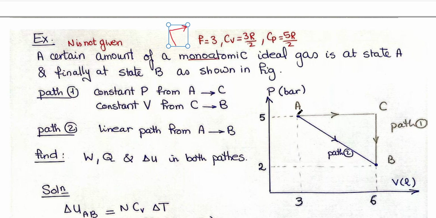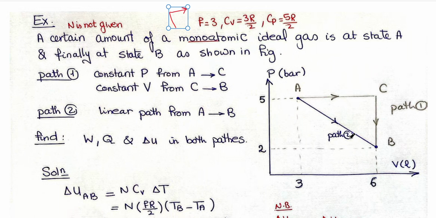It is at state A and finally at state B. So this gas will go from state A to state B, and it's given in this figure. At state A, it's given the pressure and the volume. And at state B, you have the pressure and the volume, as shown in this figure.